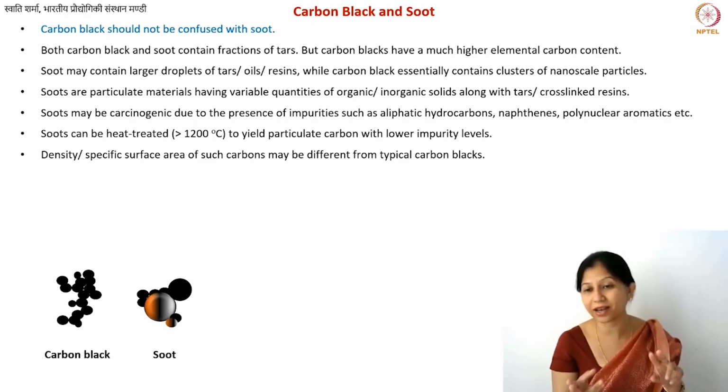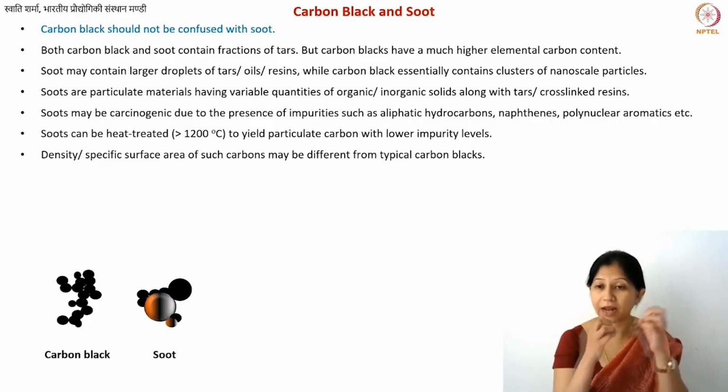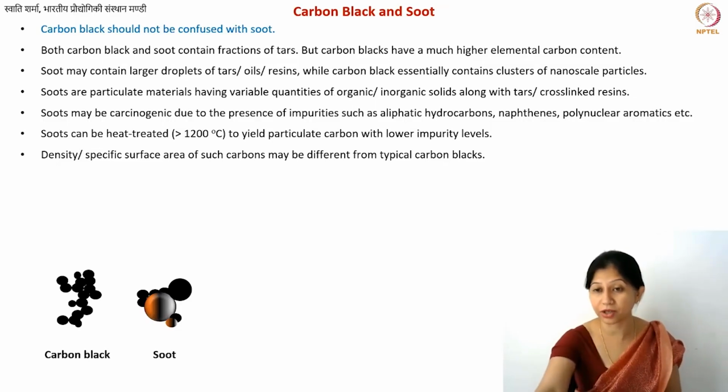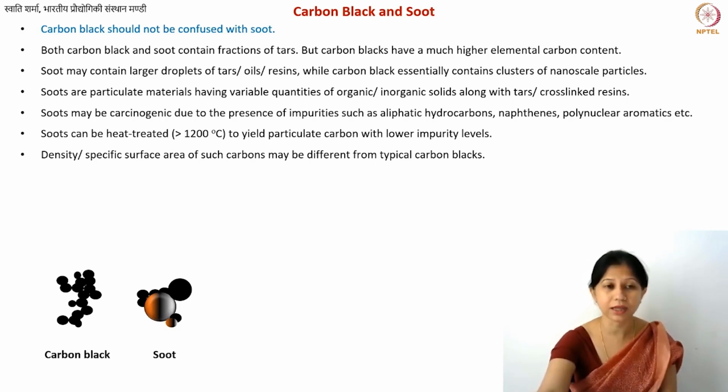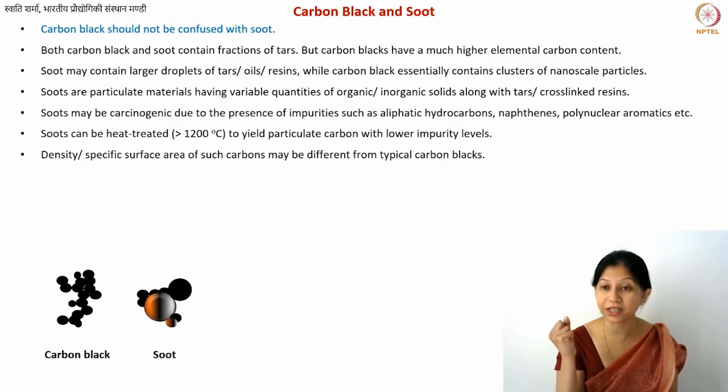You will not get the same kind of material when you heat treat the soot, or the soot should have been also formed with the nanoscale particles. In that case, heat treatment might lead to carbon black production. In fact, in some industrial processes, the first initial stages of production, when you perform the combustion, whatever material is formed, people call them soot also. So that is another confusion in this regard, but you understand what the difference is.